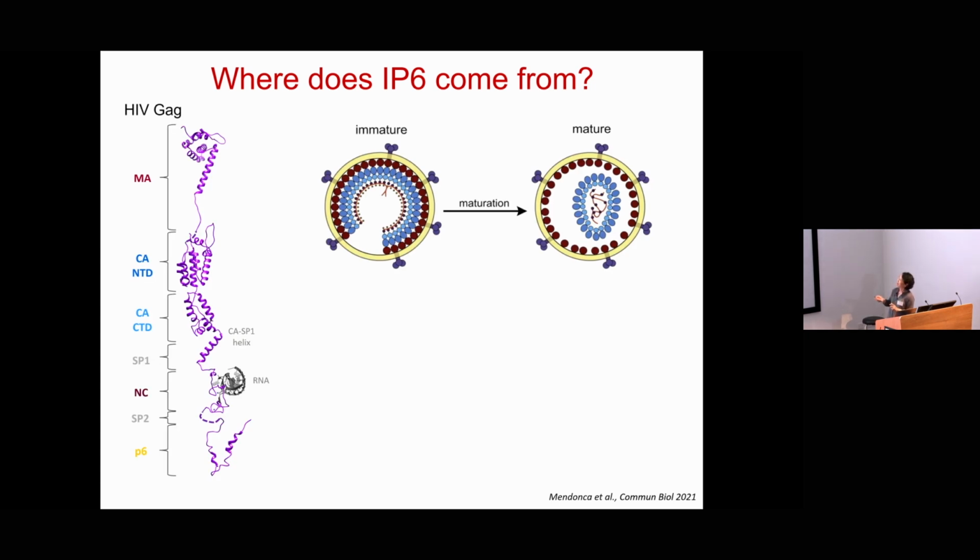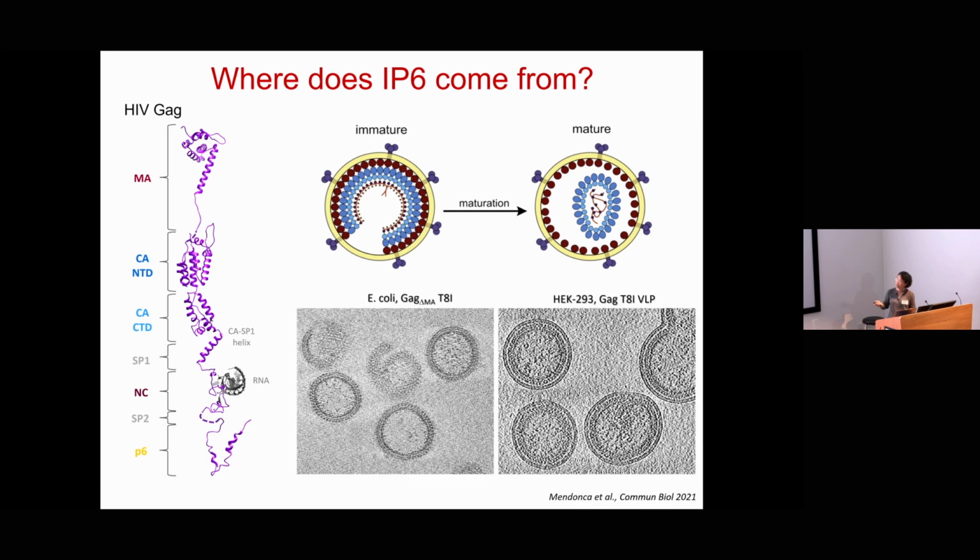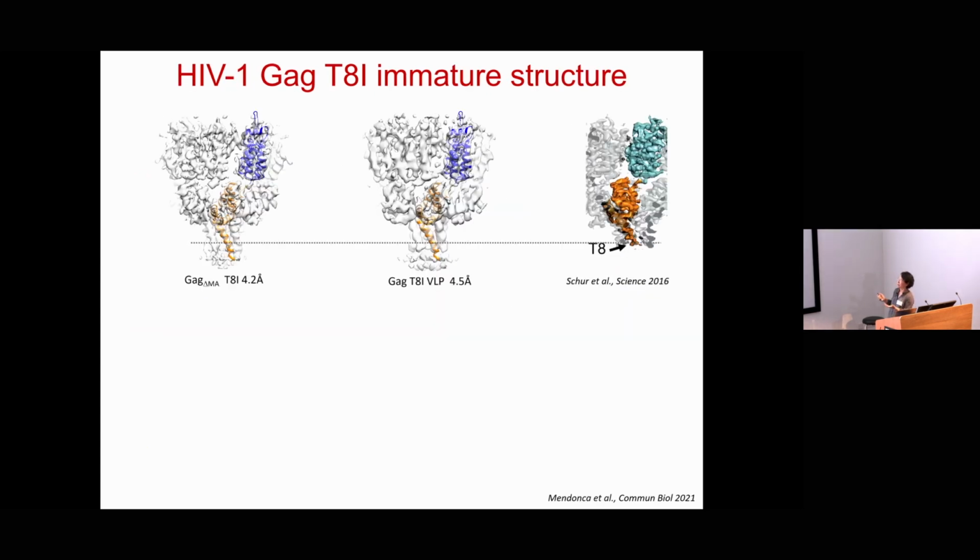So this is what they look like, and we made two different kinds of preps for the immature particle. One expresses this protein. Actually, we made a mutation called T8I that stabilizes the immature assembly. In E. coli cells, they automatically assemble the immature particle in the bacterial cell already, without membrane, of course. And we also made those T8I Gag VLPs from HEK293 cells, shown here. So those ones have membranes. And we determined the structure using tomography, subtomogram averaging, and EM clarity that we developed.